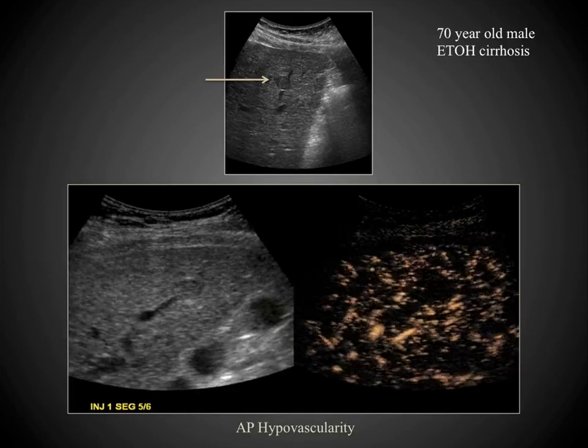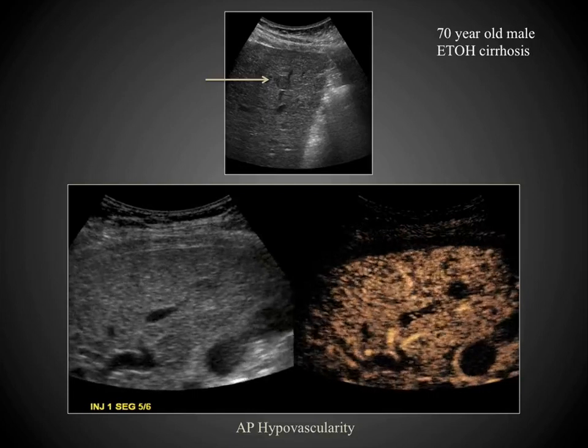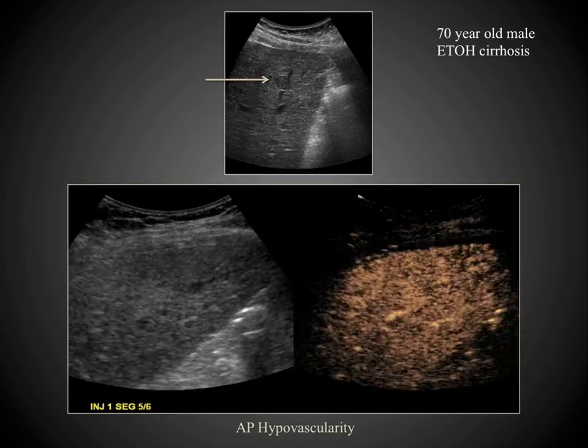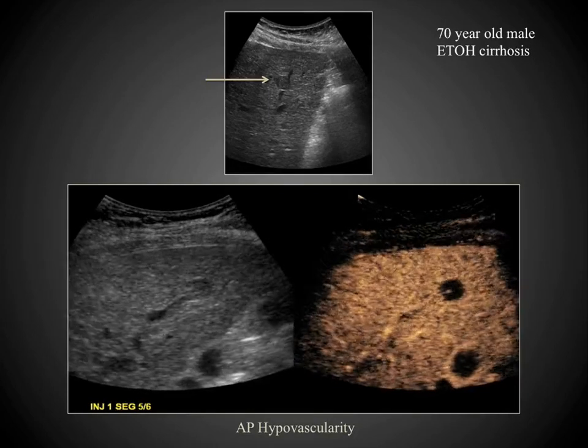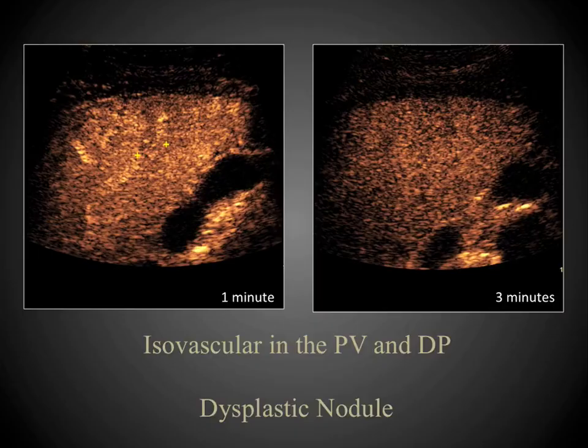Another patient with a dominant nodule on surveillance ultrasound shows avascularity of the nodule in the arterial phase on CEUS. This nodule becomes isovascular in the portal venous and delayed phases, most consistent with a dysplastic nodule. Our personal experience suggests this enhancement pattern highly overlaps with well-differentiated HCC, necessitating either biopsy or careful short-interval surveillance.